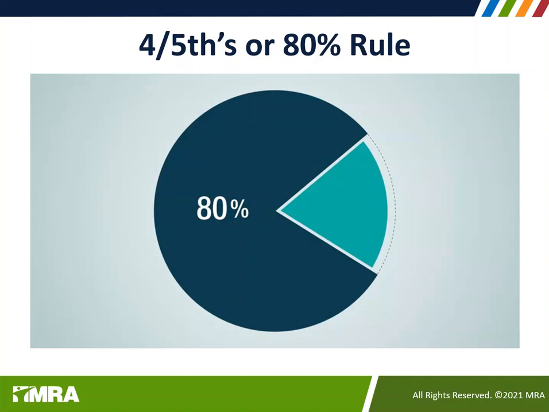The 4/5 rule prescribes that a selection rate for any group classified by race, color, religion, sex, or national origin that is less than 4/5 of that for the group with the highest selection rate constitutes evidence of adverse impact, also called disparate impact. That is, discriminatory effects on a protected group.